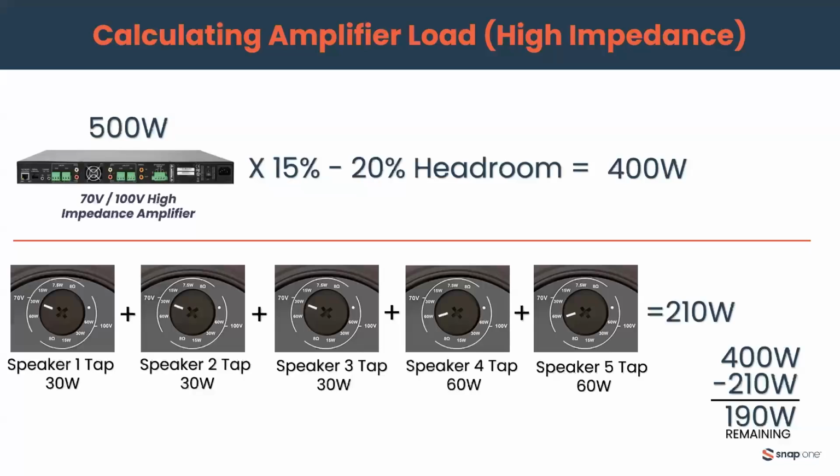Okay, so I just threw out some numbers. Let's say we've got 3 speakers tapped out at 30 watts, and then we've got 2 speakers tapped out at 60 watts. We want an area that needs a little bit more gain. That gives us 210 watts. We take our 400 watts, subtract the 210, plenty of headroom, and we could probably add more speakers if the customer wanted to.